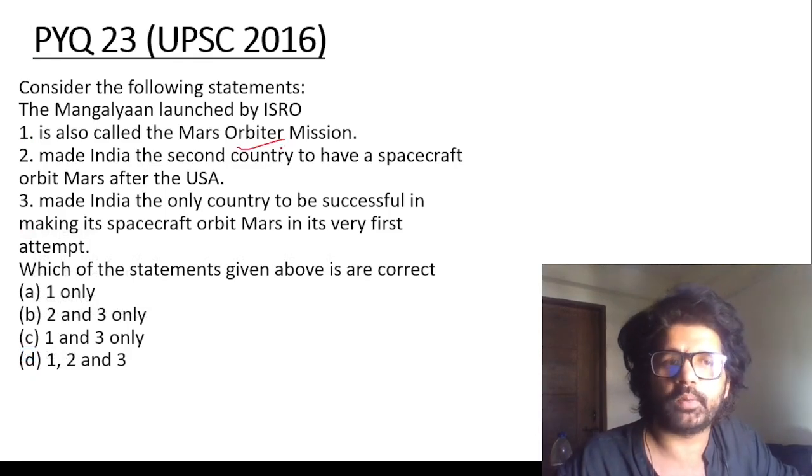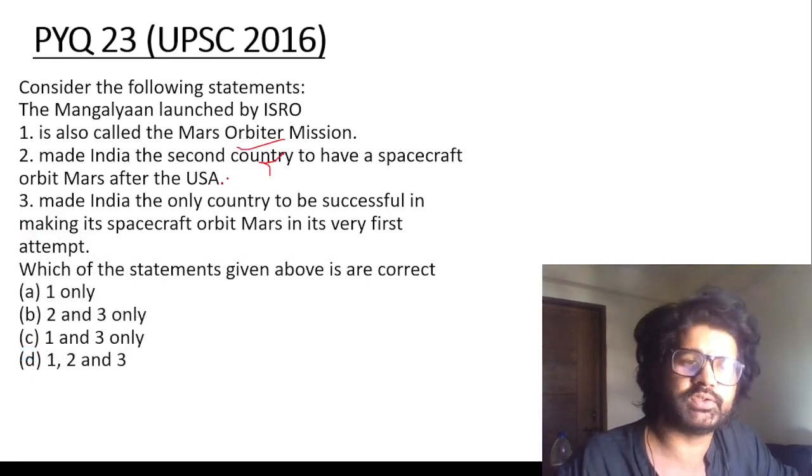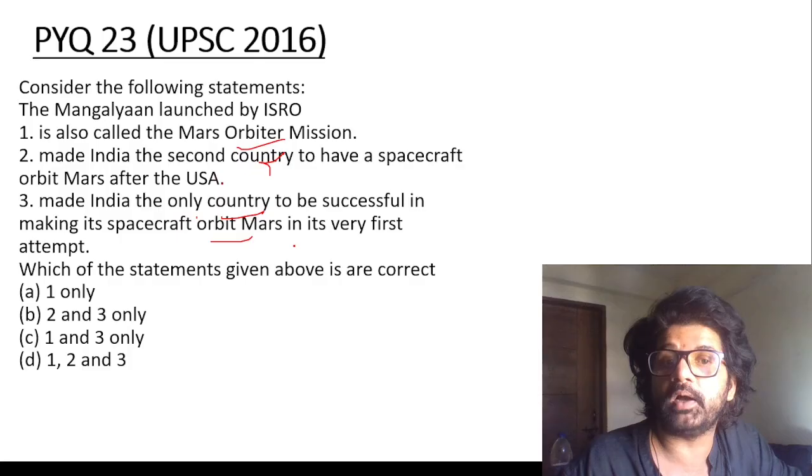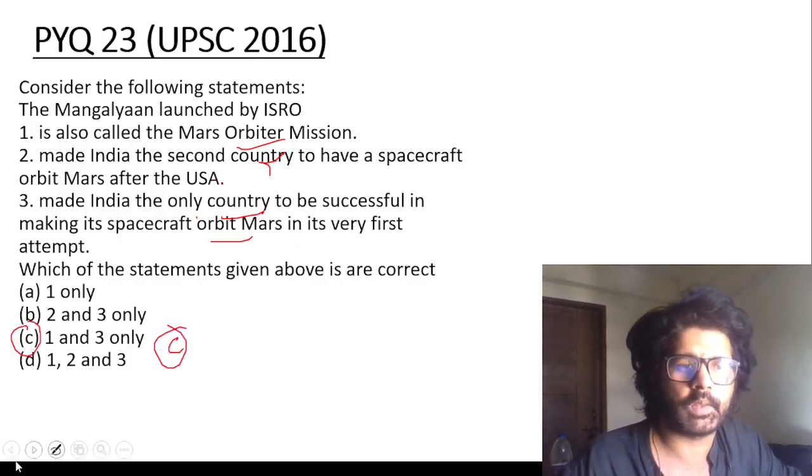Mangalyaan, launched by ISRO, Mars orbiter. Made India the second country? No, the US, USSR, ESA, all of them have gone. So second is wrong. And it made India the only country to successfully orbit Mars in the first attempt. Yes. So first and third are correct. C, 1 and 3.